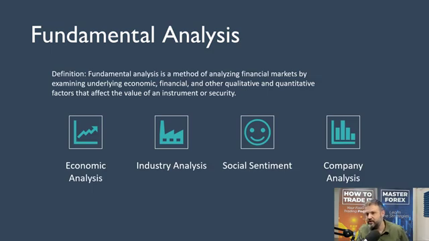So it's getting into a trend early, getting out before the bubble crashes, going back to the Dutch tulip bubble. The bubble crashed, and it didn't work out too well for the people that didn't get out in time. And then the last type is company analysis.